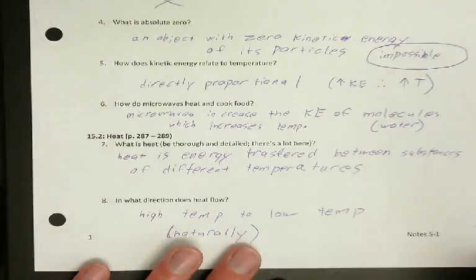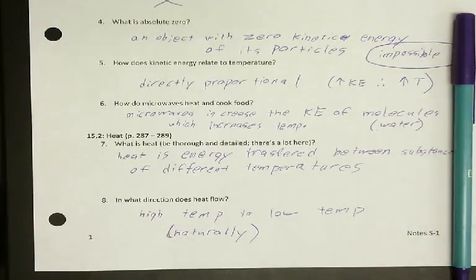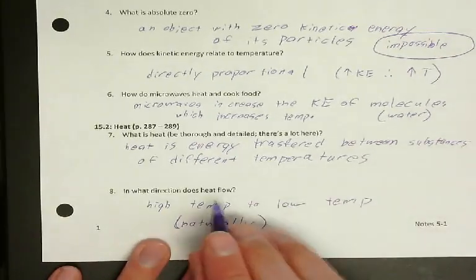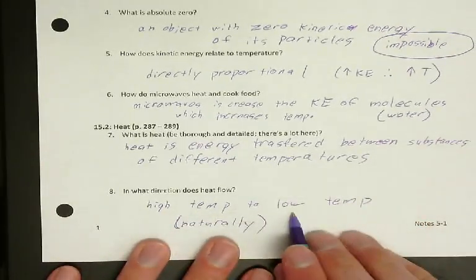Refrigerators. Where does the energy go? It goes from inside the refrigerator, which is cold, to outside the refrigerator, which is hot. It goes from cold to hot, not hot to cold. How does that work? You have to do work on it. Okay? So naturally, it goes from high temperatures to low temperatures.